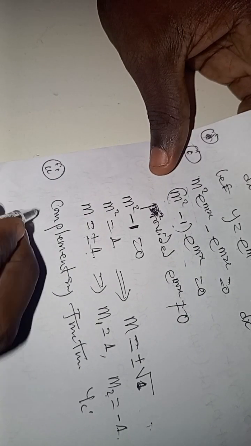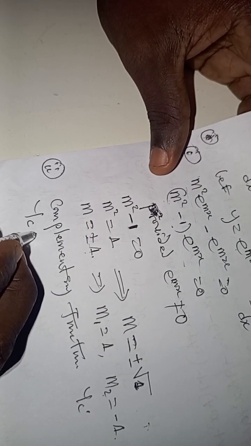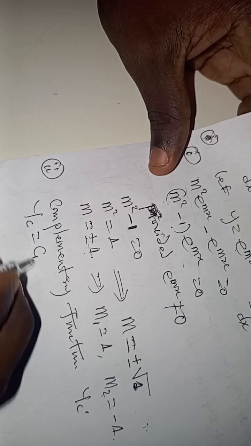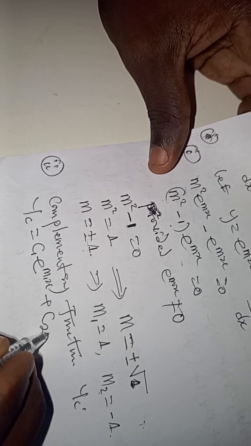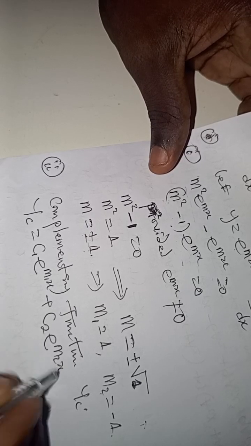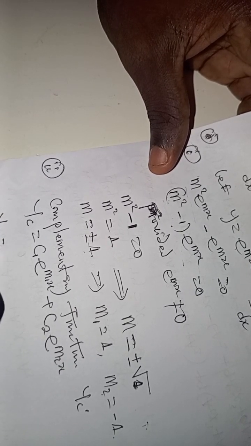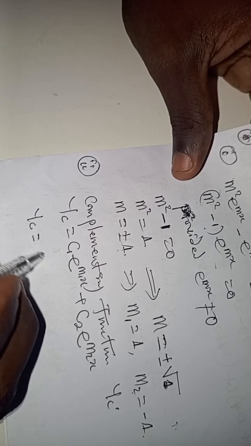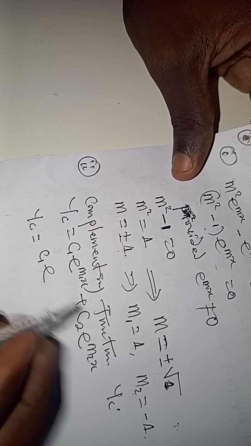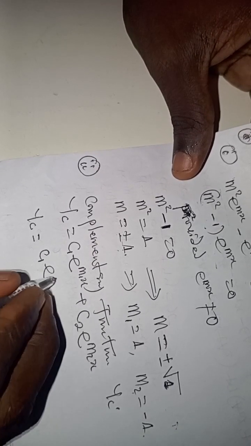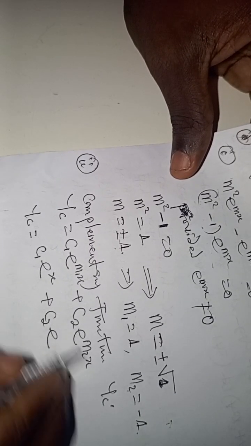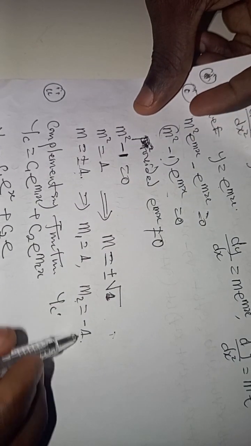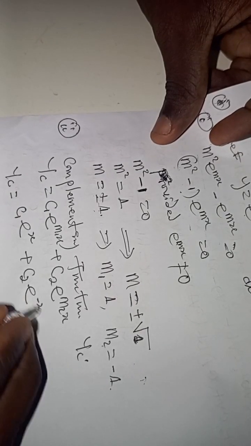The complementary function yc in this case is given by y complementary equal to c1 exponential m1x plus c2 exponential m2x. So y complementary here will be equal to c1 exponential m1, which here is 1, so I have x, plus c2 exponential m2, which here is minus 1, so I have minus x.